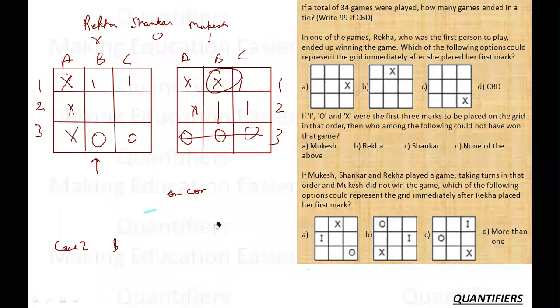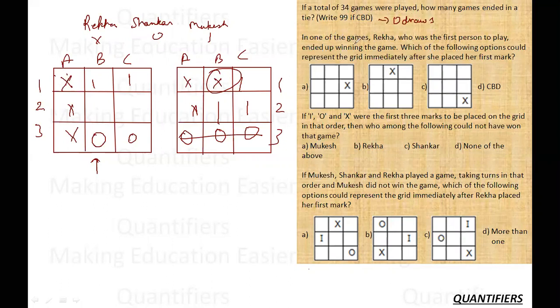Let's move to the questions and see what they are asking. The first question is telling me if there were 34 games played, how many games ended in a draw? I know a person can start from here or here, and it will result in a win in all the cases, so there will be 0 draws. No match will be a draw.